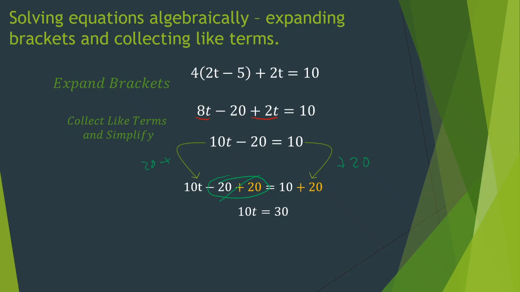And now we can say that 10 times t is multiplication. So to do the opposite of that, or to undo that, we want to divide by 10 to both sides. And that should give us 10t over 10, which cancels out, and gives us t on its own, which is 30 over 10, being 3.